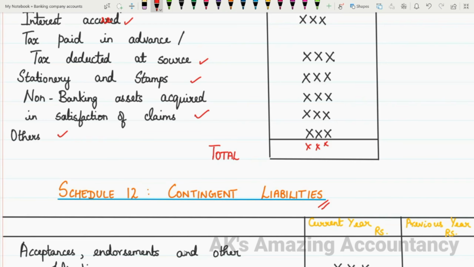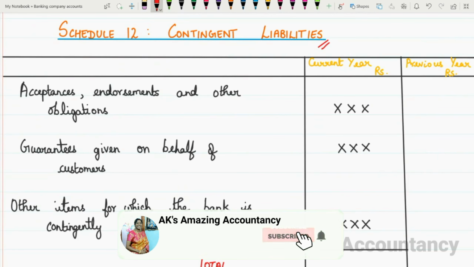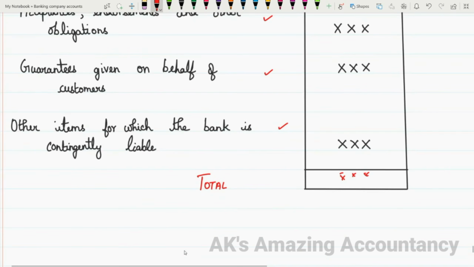So under contingent liabilities, let us see what all we'll have usually. Usually we'll have under contingent liabilities acceptances, endorsements and other obligations, guarantees given on behalf of customers, and other items for which the bank is contingently liable. Remember, all this will not form a part of the totaling of the bank balance sheet. So this will be shown separately. Contingent liability will be recorded separately. Okay, so this is the last schedule we have as per the balance sheet.